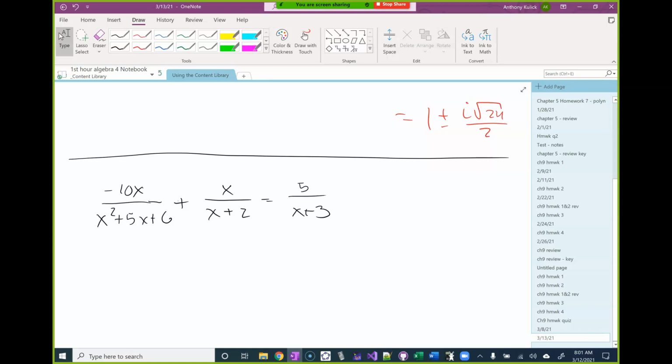So this is an example that's not a proportion, right? Because we have the two fractions added together on one side here. What should we do first here? Andrew?